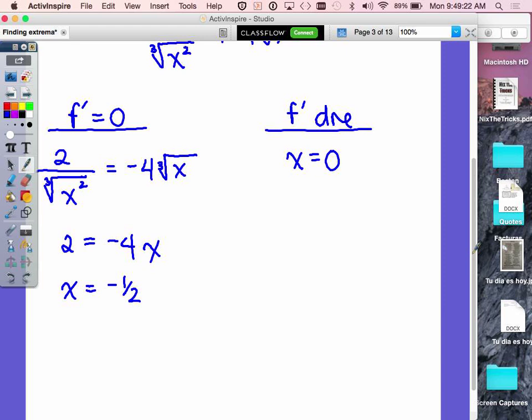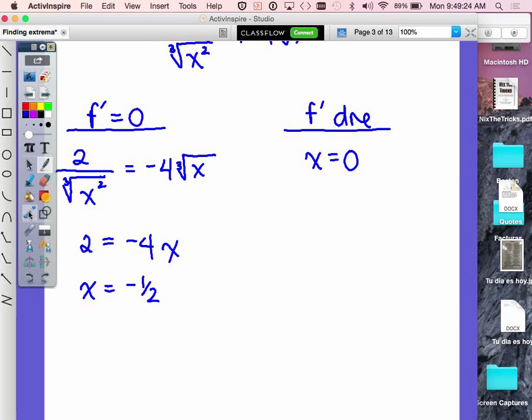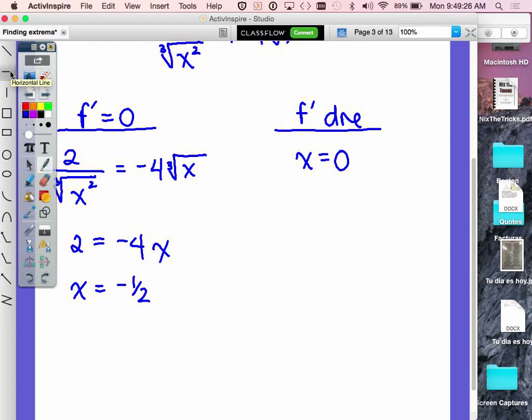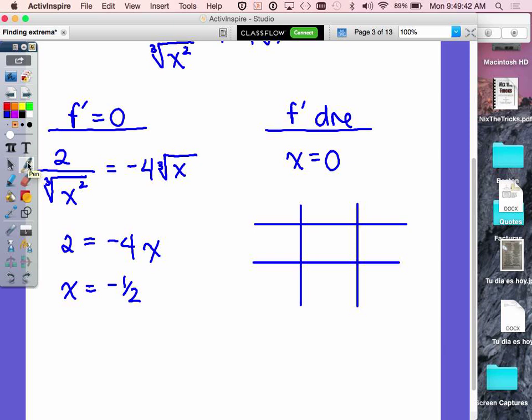Now what I want to do is create a labeled sign chart to help me to analyze what's going on at these two places. So I'm going to have a couple of horizontal bars here, and I'm going to have 2 vertical bars, one for each critical value. It's important that I remember to label my sign chart, and so this is x equals minus 1/2, this is x equals 0, and I'm interested in looking at f prime and then at f.